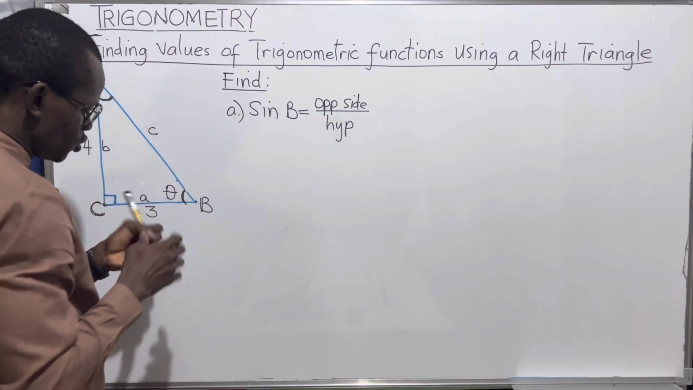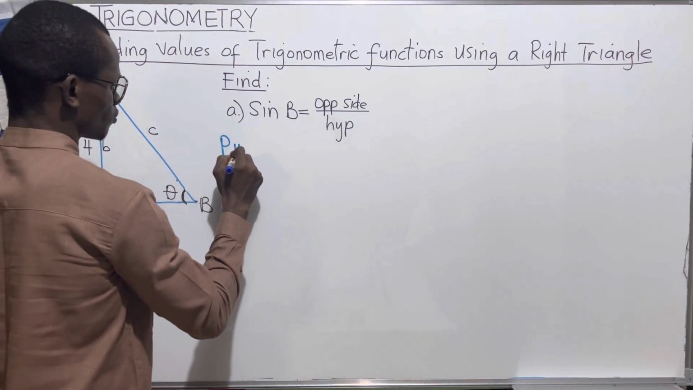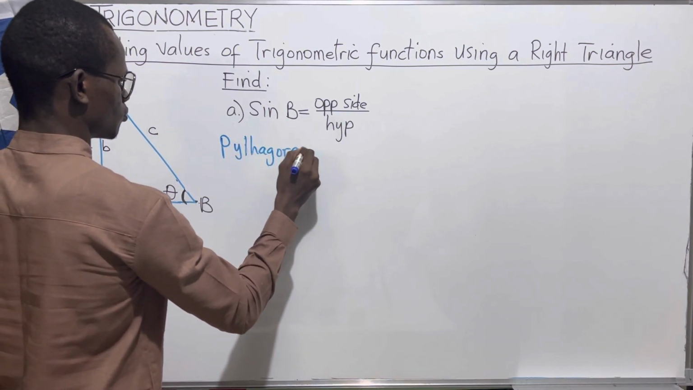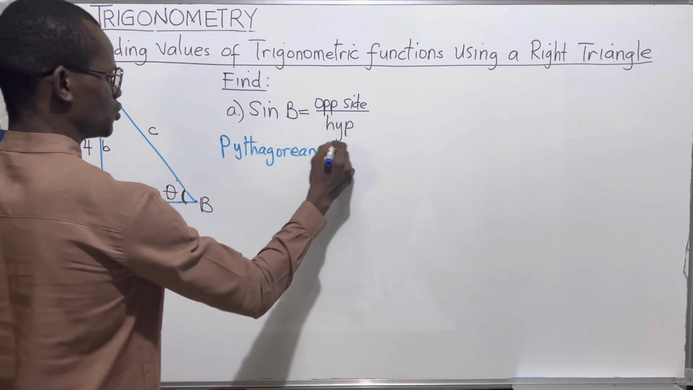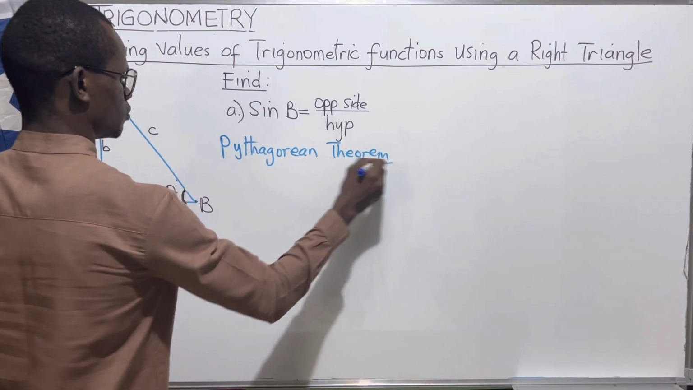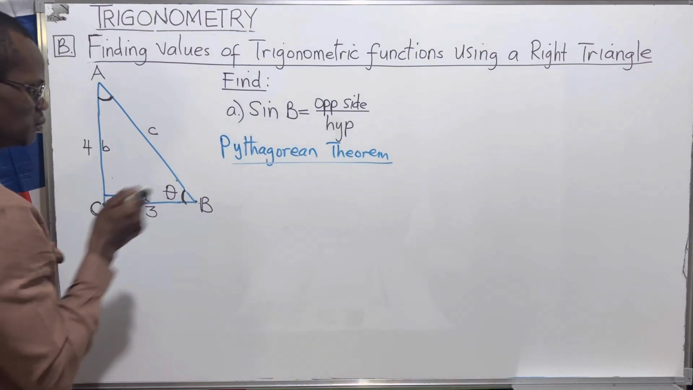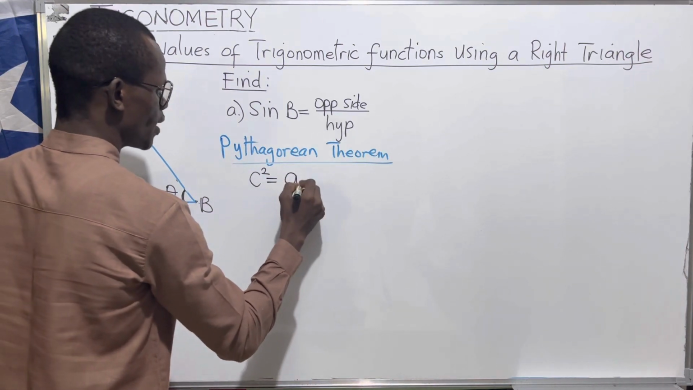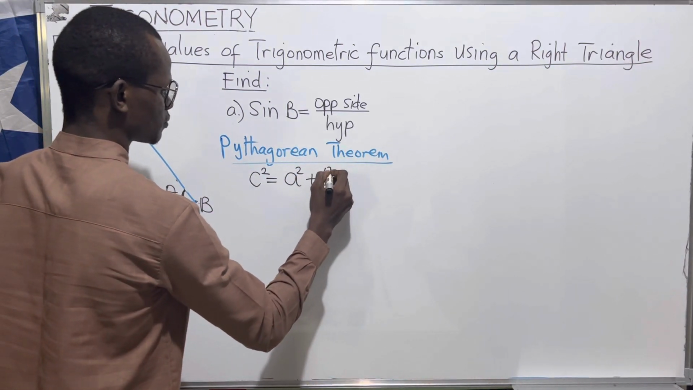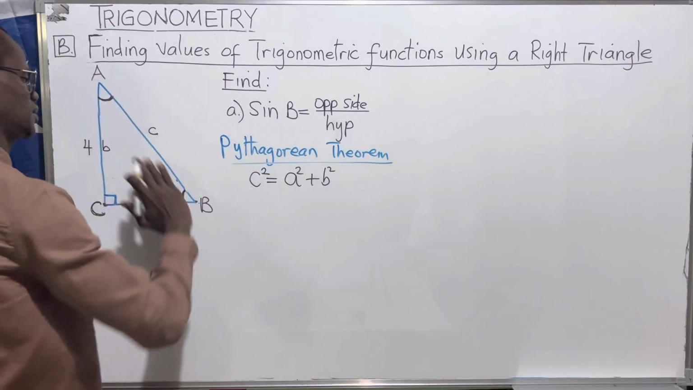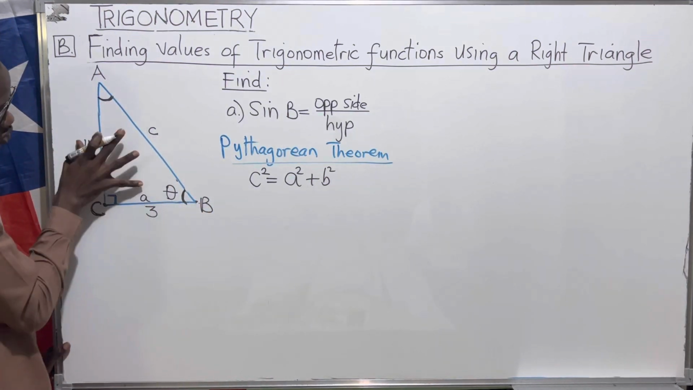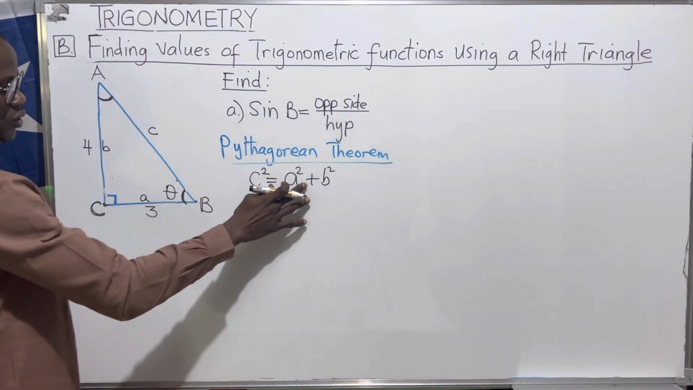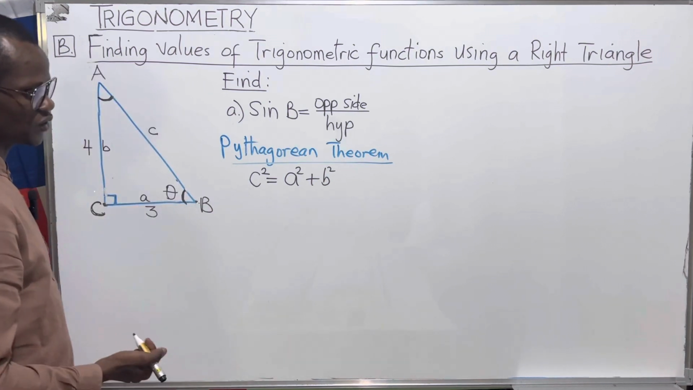So let's use the Pythagorean theorem. By means of the Pythagorean theorem, we know that the square of the hypotenuse is equal to the sum of the squares of the legs. So the square of the hypotenuse is equal to the sum of the square of the legs. So this is 1, this is 1.